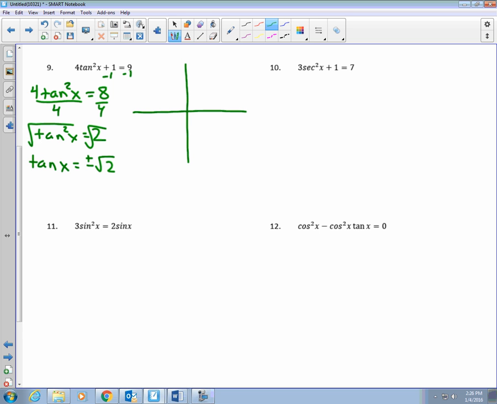So what does this mean for us in terms of solving these equations within the four quadrants? Where is tangent positive? Where is tangent negative? So how many solutions will I have? I will have 4. It's positive in 2, it's negative in 2, a total of 4. I have 4 reference angles.